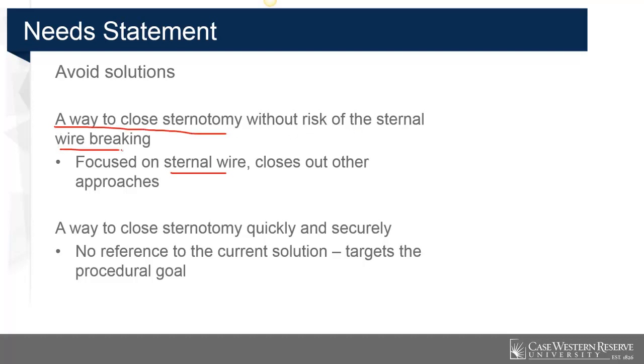So when we look at the need statement that says a way to close sternotomy without risk of sternal wire breaking, this narrows the solution to include a wire in the solution. It precludes other opportunities. So if we reworded this to say a way to close sternotomy quickly and securely, there's no reference to the current solution, and it really targets the procedural goal.